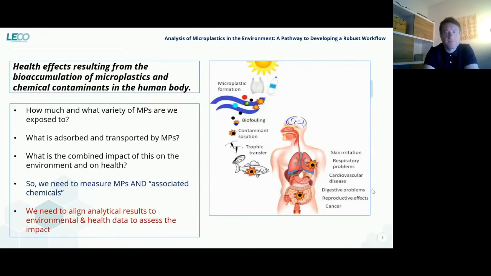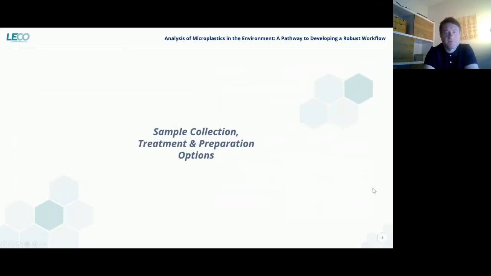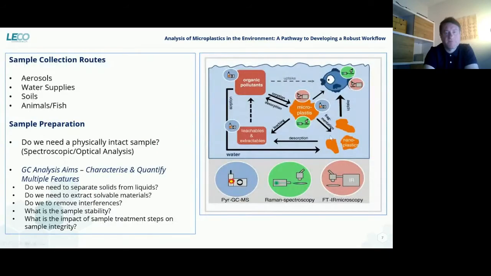So I think this has been talked about a little bit already, which is good because I think we're behind time, or we've got over time, let's say. But just a little overview of the pathways that we're following at the moment with our collaborators to give you some awareness. So aerosols, water supplies, soils, and then living beings, of course, are obvious sample collection routes and all from different sources. So, do we need a physically intact sample?